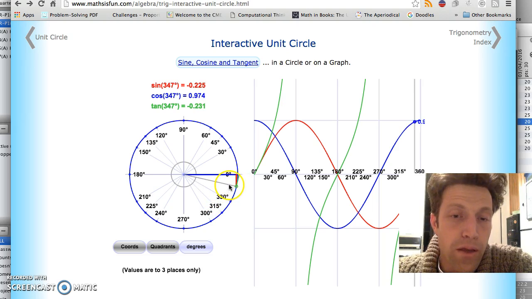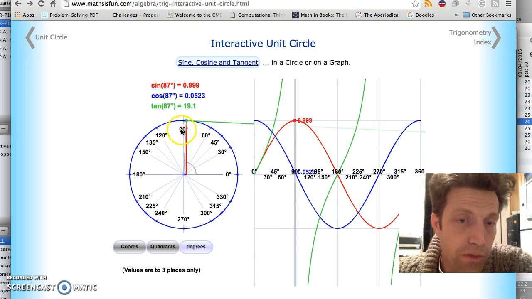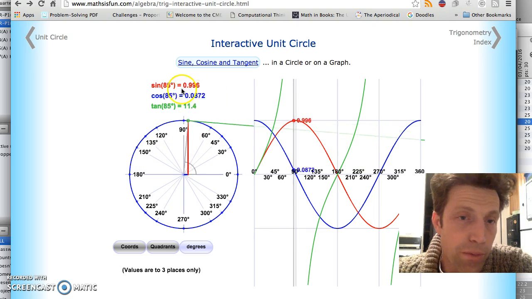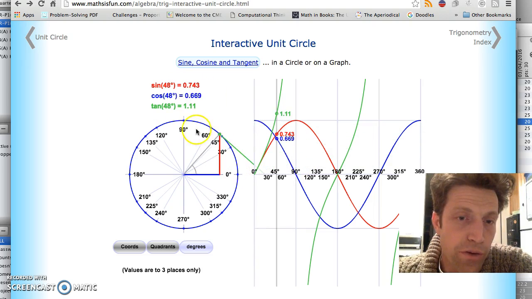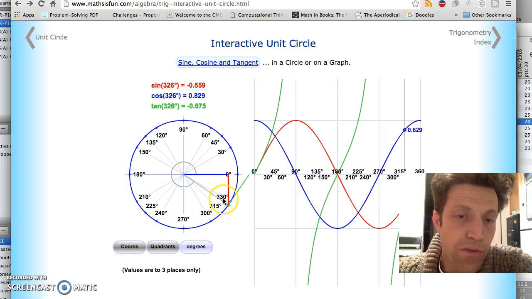Okay, I've just been looking at the circle over here as I've talked about this. I'm just looking at the red line, that's the sine, and I'm looking at its value up here. It starts at 0, goes to 1, goes to 0, goes to -1, and then goes to 0.